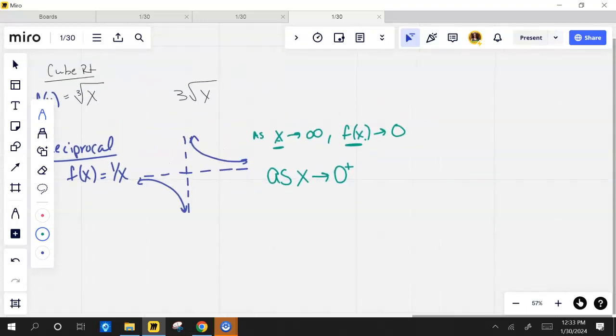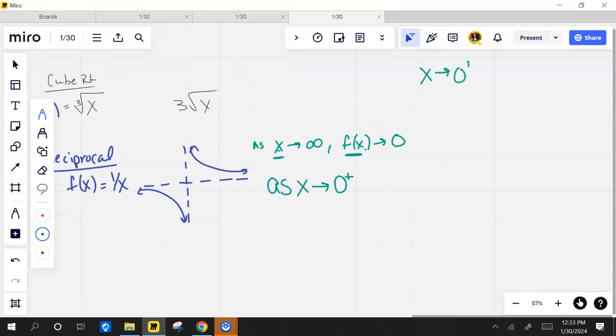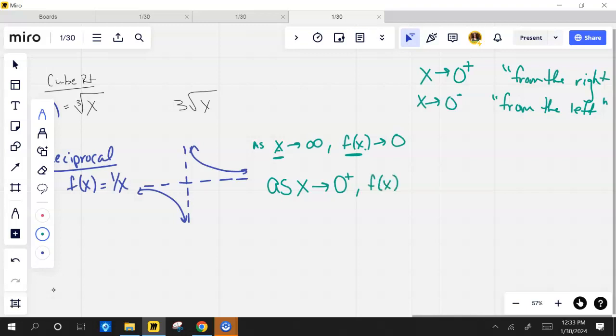This tells me if I say x approaches 0 with a little plus, that means from the right. So if I said a little teeny minus, what do you think that means? From the left. From the positive side or from the negative side. So if I said, what's the end behavior as x approaches 0 from the right, what would you say? Positive infinity. It's going up.